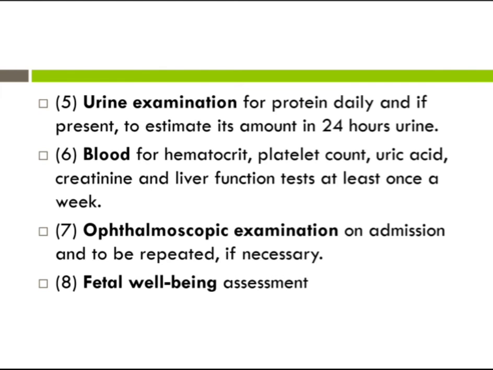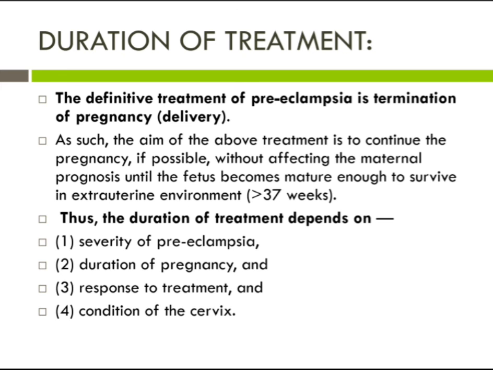6. Blood for hematocrit, platelet count, uric acid, creatinine and liver function tests at least once a week. 7. Ophthalmoscopic examination on admission and to be repeated if necessary. 8. Fetal well-being assessment. Duration of treatment. The definitive treatment of preeclampsia is termination of pregnancy, delivery basically. As such, the aim of the above treatment is to continue the pregnancy if possible without affecting the maternal prognosis until the fetus becomes mature enough to survive in extrauterine environment, which is greater than 37 weeks.